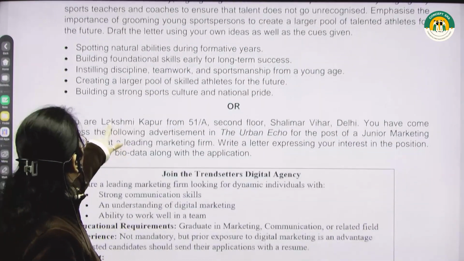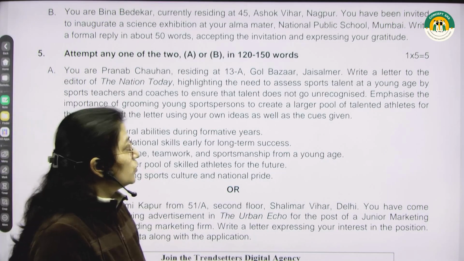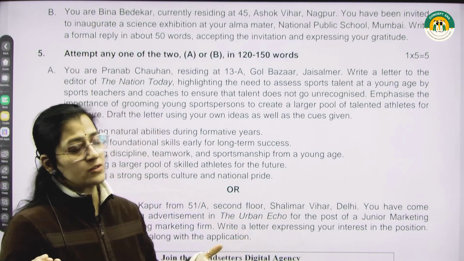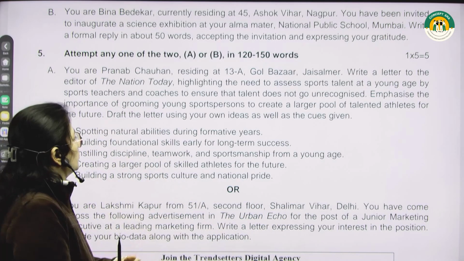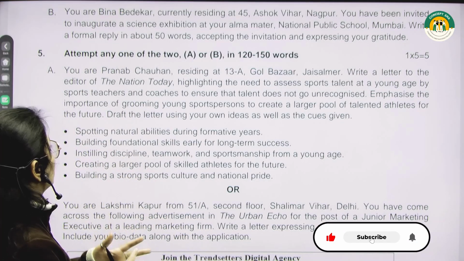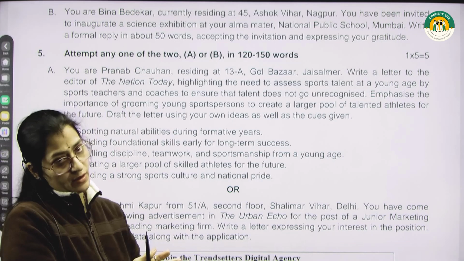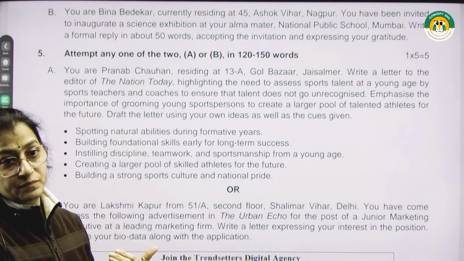Now we are moving to the next question, question number 5. Attempt any one of the 2. Again, 1 more internal choice here. You people are very lucky because CBSE always thinks about the students. So check what this question is asking you to write. This is: draft the letter using your own ideas as well as the cues given here. This is letter writing, a letter to the editor.